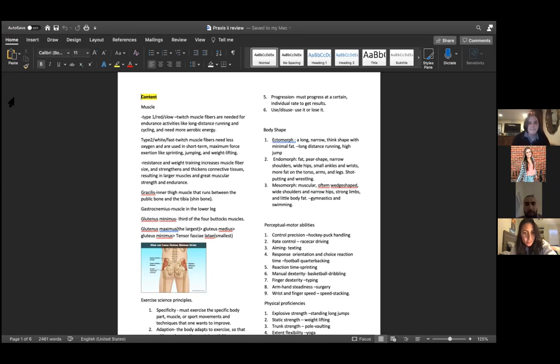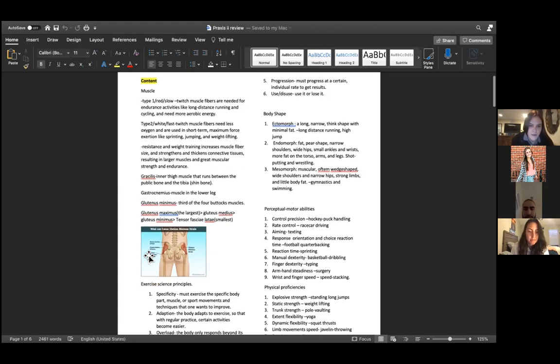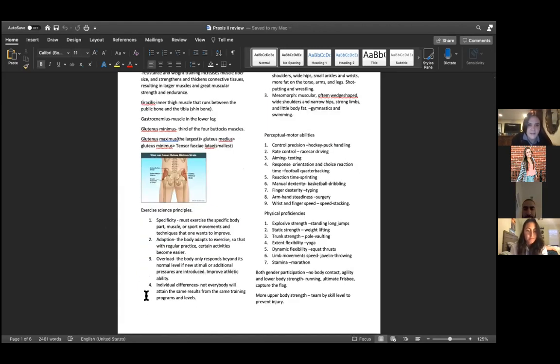Gracilis, inner thigh muscle that runs between the pubic bone and the tibia. Gastrocnemius is the muscle in the lower leg. Gluteus minimus is a third of the 4 buttocks muscles. Gluteus maximus is the largest. Gluteus medius is between gluteus maximus and minimus, and then tensor fasciae latae is the smallest. Okay. Exercise science principles.